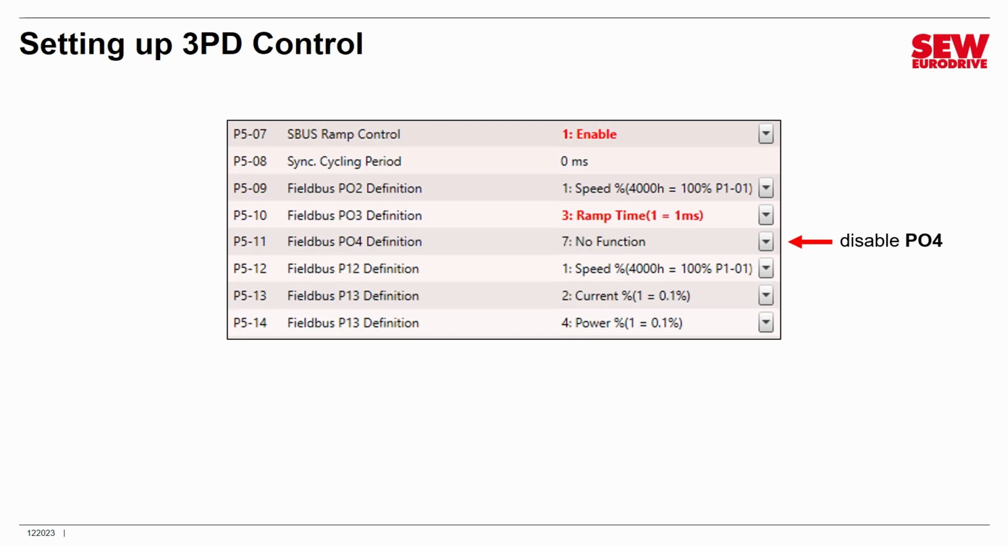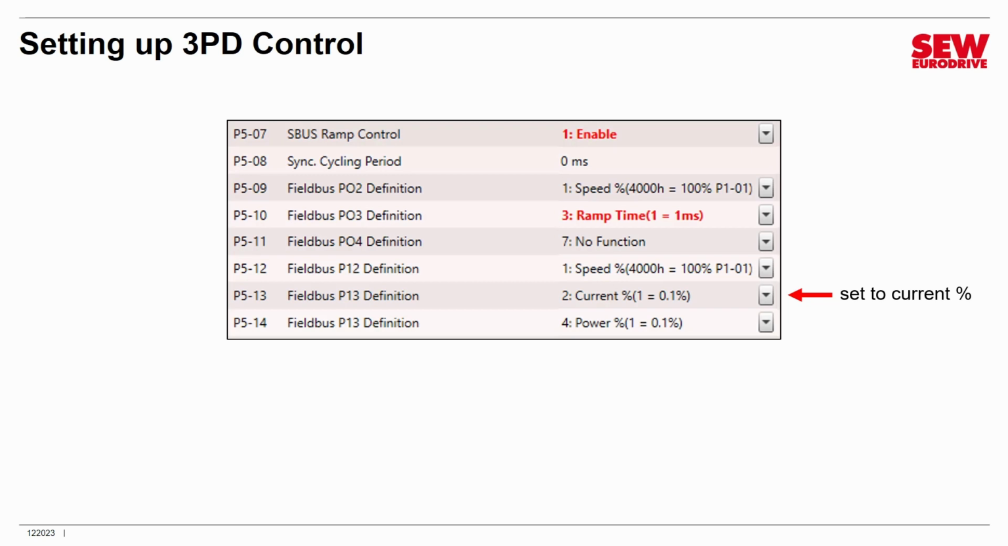Process input word 1 is always the status word, so that's why it doesn't appear here. You can't change it. But we set parameter 5-12, process input word 2, to speed as a percentage. That's the default. Parameter 5-13, which is process input word 3, is current. We set that to 2. It's already the default, actually.